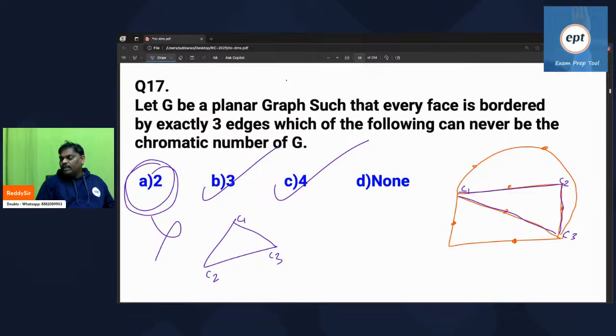Every region having triangle means minimum 3 colors required, because 3 plus something. Sometimes maybe 3, maybe 4, maybe 5. So 3 okay, 4 okay, but 2 never be possible.